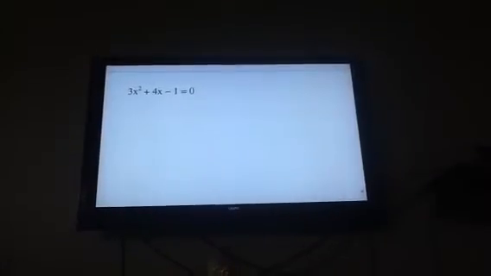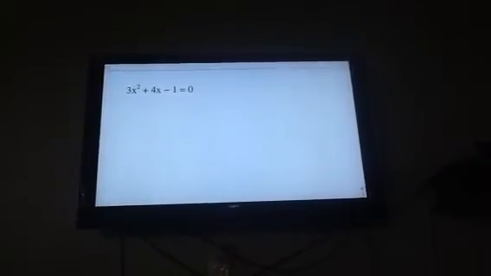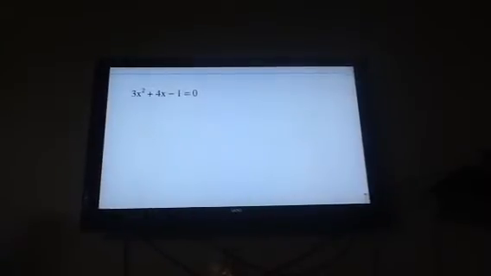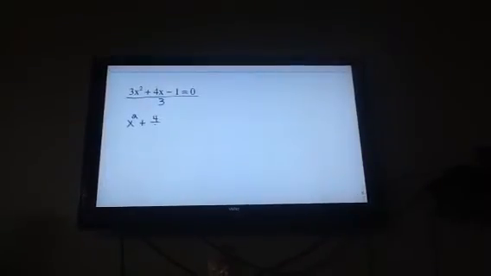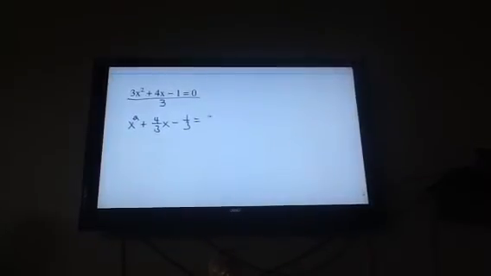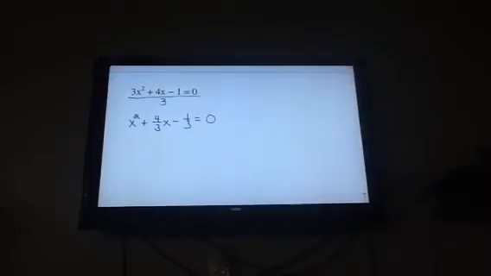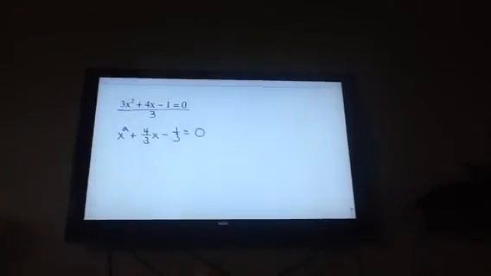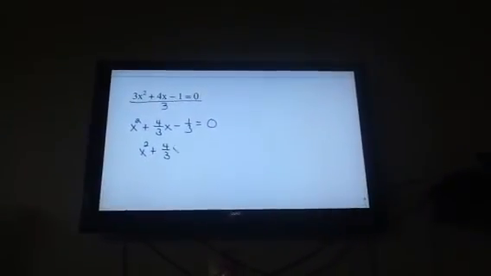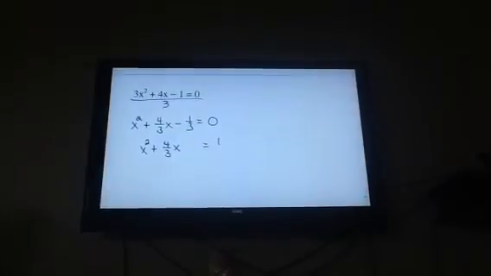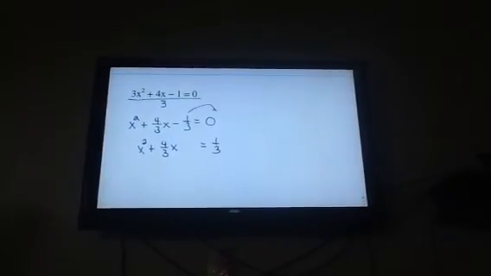Okay, so step 1, coefficient of the x squared term must be 1, so divide everything by 3. So I have x squared plus 4/3 x minus 1/3 equals 0. Move the constant term to the right. x squared plus 4/3 x equals 1/3. Move that over.